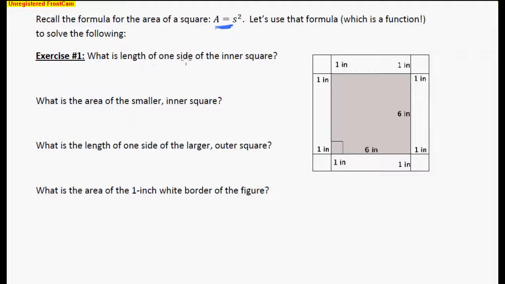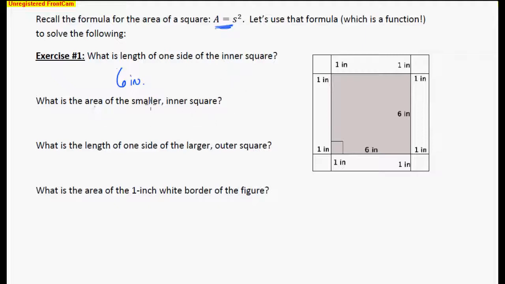It says, what is the length of one side of the inner square? All right, well, we don't need any formula for that. The picture gives it to us, so that's pretty easy. That's 6 inches. Okay, so we'll go ahead and label that one right down here.